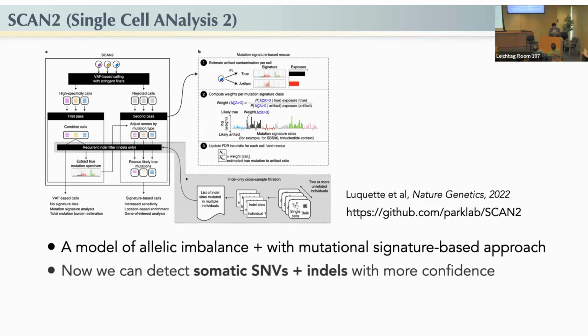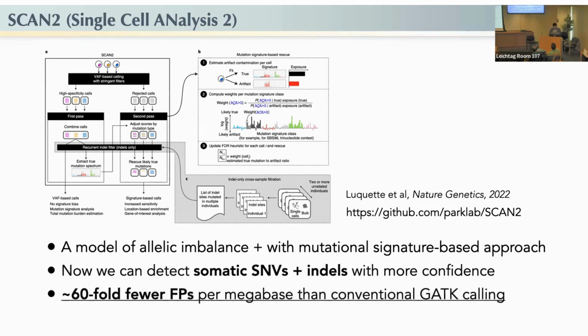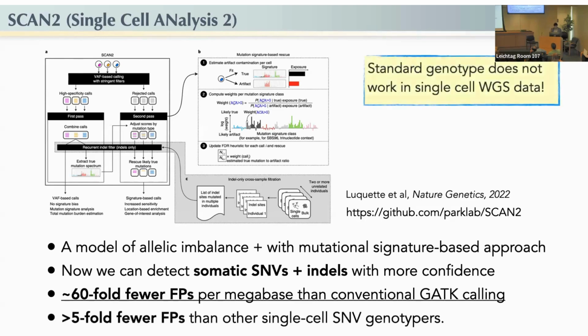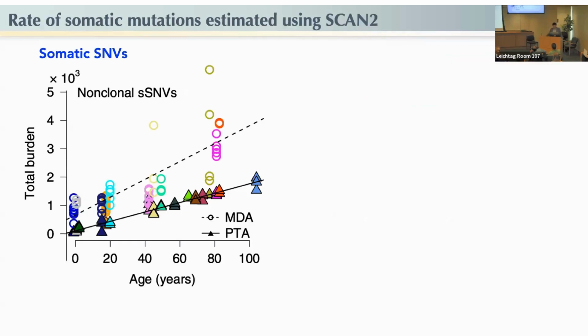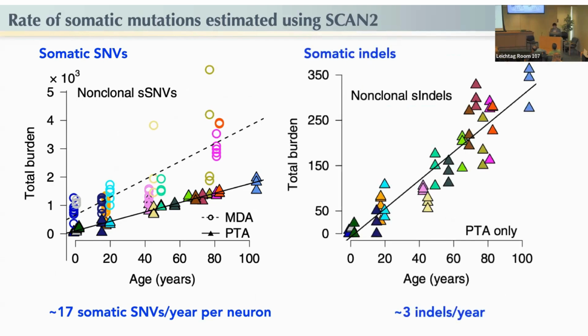And so we came up with a way to call these mutations. We think that it generates 60-fold fewer false positives per megabyte than the conventional method. And this was just so that we can do lots of interesting variant analysis afterwards, okay? One thing that we were able to do with this PTA amplification technique was modify the previous estimates a little bit. We think the more correct rate is about 17 somatic SNVs per year per neuron. We could also call indels pretty accurately, and we see that there are some indels as well.